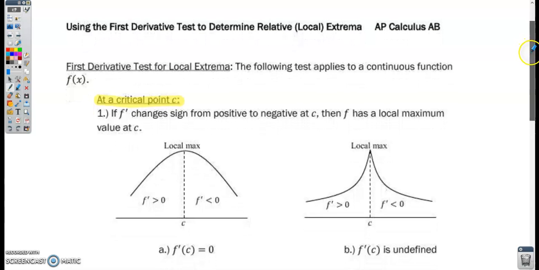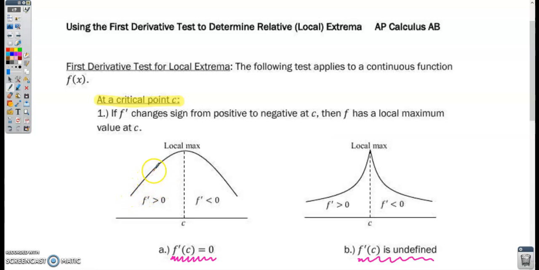The first scenario, on my graph on the left, is when f prime of c is 0 at the critical point, and my graph on the right here is when f prime of c is undefined at the critical point. You notice that we've got a cusp in this graph. So it says, at a critical point, if f prime changes sign from positive to negative at c, then the function has a local maximum value there. And we see that in this graph.